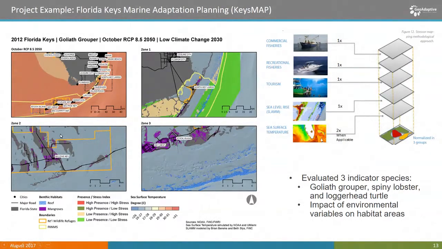A lot of this information was digitized from maps that were sketched during the workshop, and then we overlaid this with other geographic data to see what the implications of those would be on the habitats. So you can see, for example, sea surface temperature. We can look at where the position of existing conservation areas are relative to mangrove areas, relative to state boundaries.